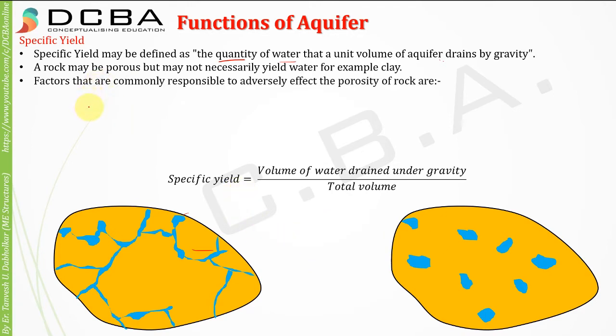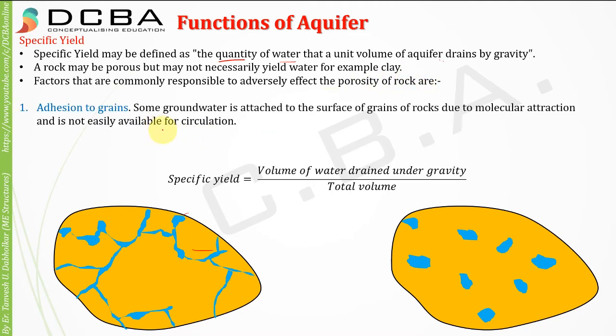Factors that are commonly responsible to adversely affect the porosity of rock are: first is adhesion to grains. Some groundwater is attached to the surface of grains of rock due to molecular attraction and is not easily available for circulation. So some water that is present inside the rock can be attached to the sand grains, or even in the voids it can be attached, and due to the molecular attraction, it won't be easy for that water to drain under gravity.